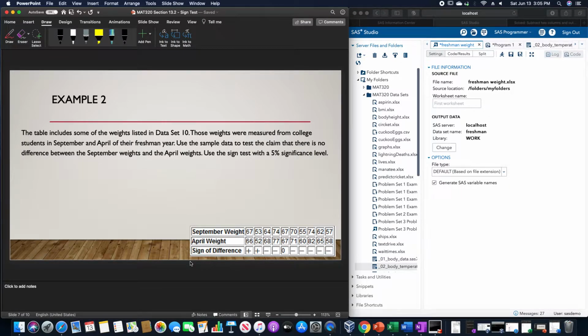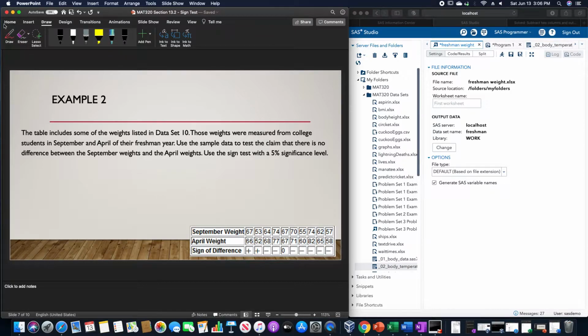So for example, let's say this table down here includes weights listed in dataset 10. Those weights were measured from college students in September and April of their freshman year. Using the sample data to test the claim that there is no difference between the September weights versus the April weights, we want to use the sign test with a 5% significance level.